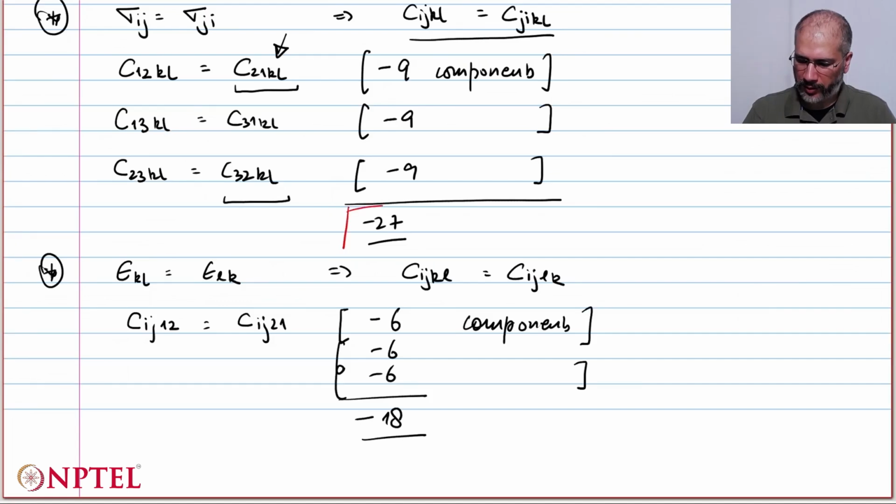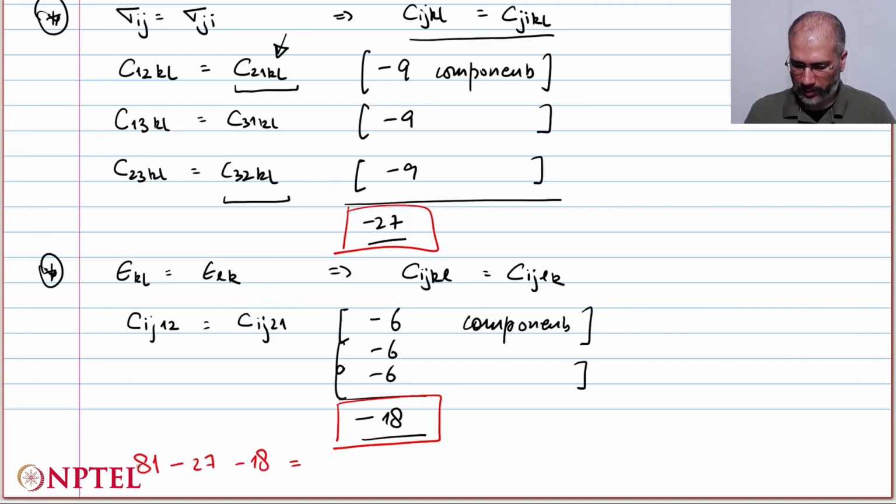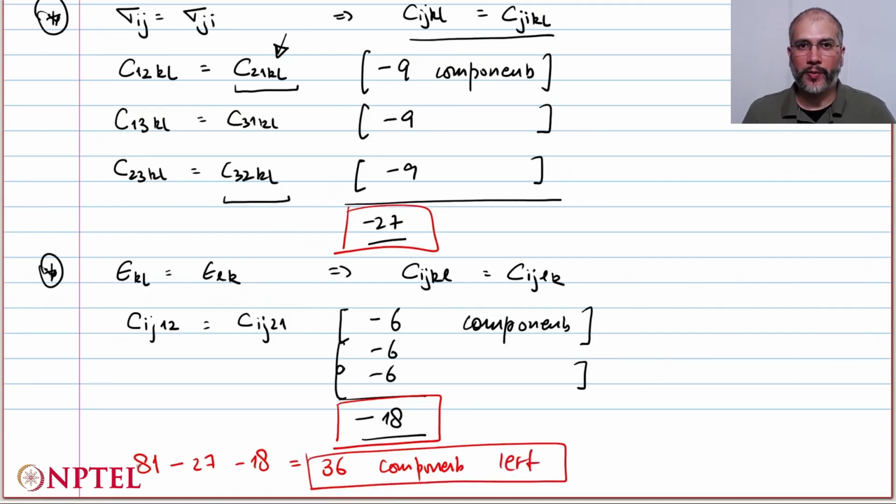So if I take this minus 27 and minus 18, then overall we have 81 minus 27 minus 18, that is 36 components left. So we have shown that because of the symmetry of the stress and the strain tensors, we are left with 36 components rather than the 81 that we started with.